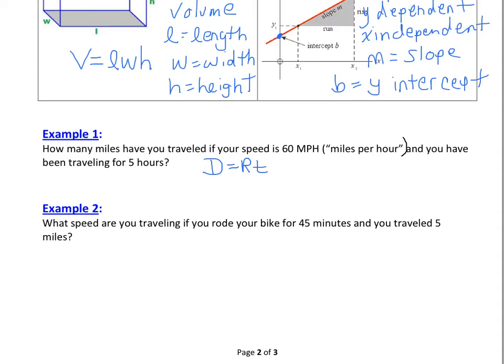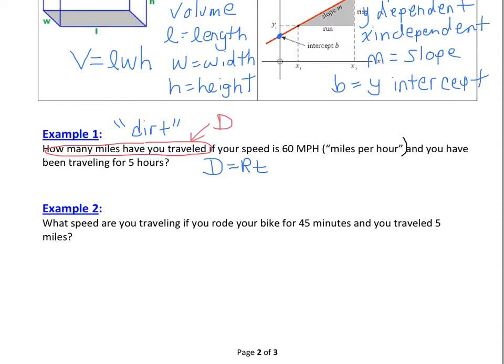Now, this formula is not on the reference sheet, so this is something that you have to know and memorize. And I like to think of just a quick little memory jogger. I think of the word dirt because it kind of sets it up. If you replace that i with an equal sign, then you have distance equals rate times time. So how many miles have you traveled? That's asking you for the distance. So we don't know what the distance is. So we're going to solve for the distance.